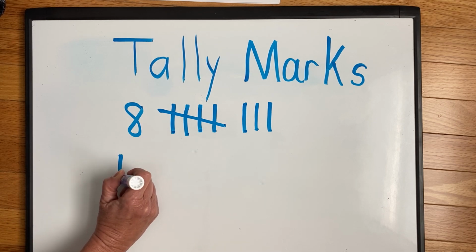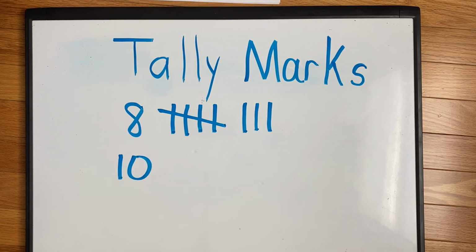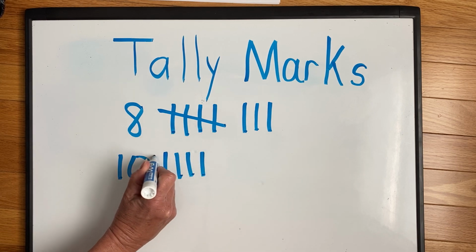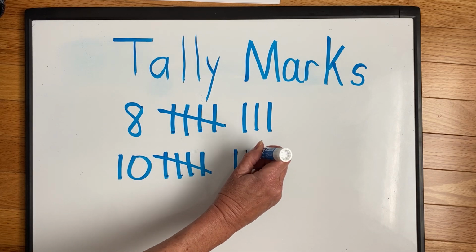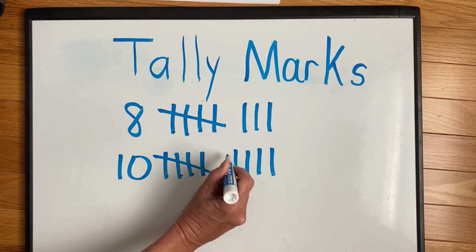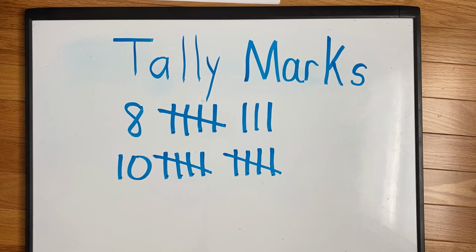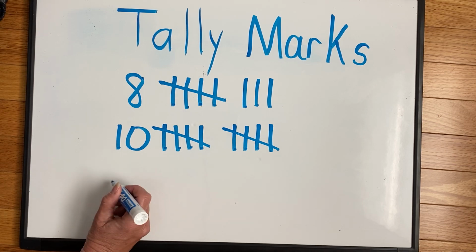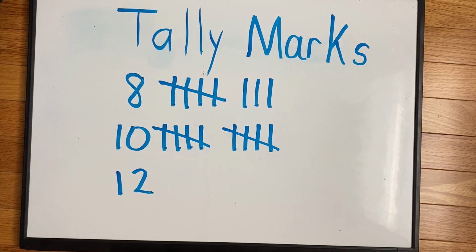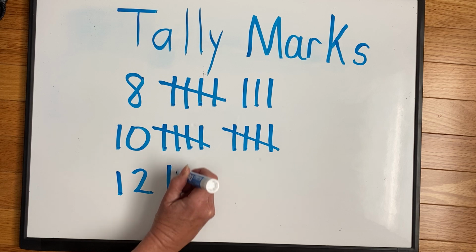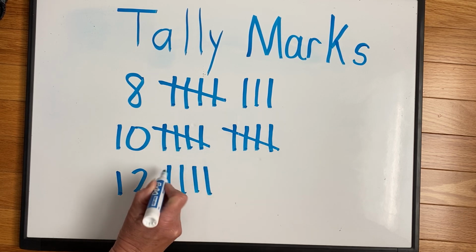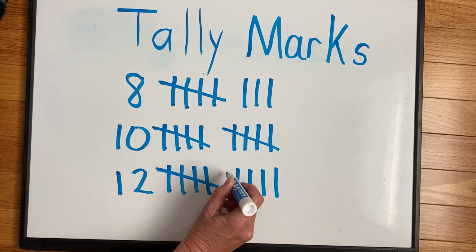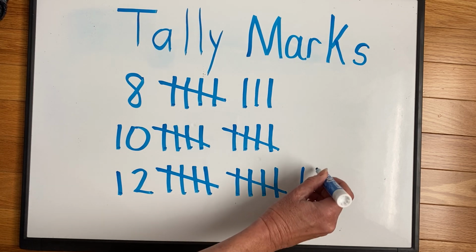Let's do the number 10. You ready? Here we go. 1, 2, 3, 4, 5, 6, 7, 8, 9, 10. All right, let's do a few more. Let's do the number 12. Here we go. Count with Miss Pam. 1, 2, 3, 4, 5, 6, 7, 8, 9, 10, 11, 12.